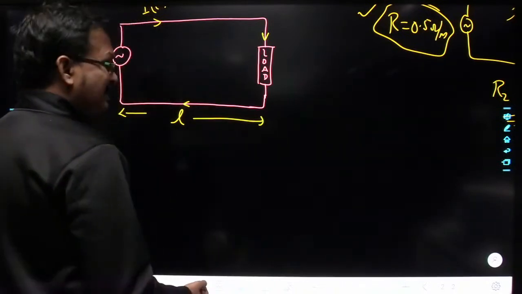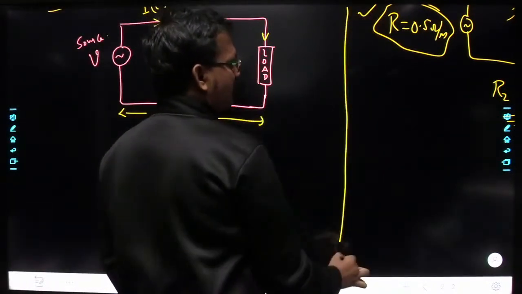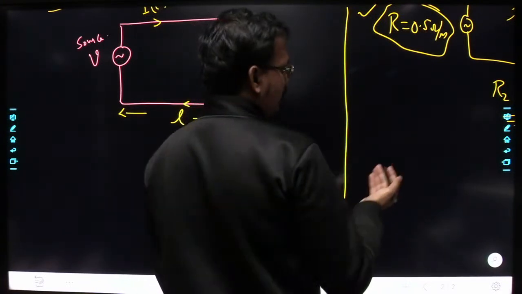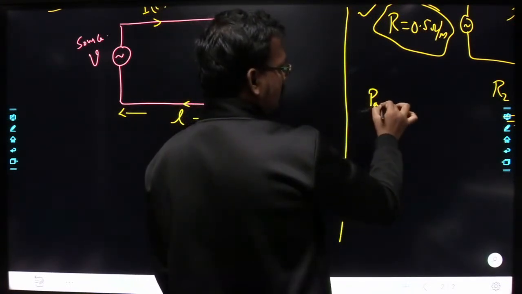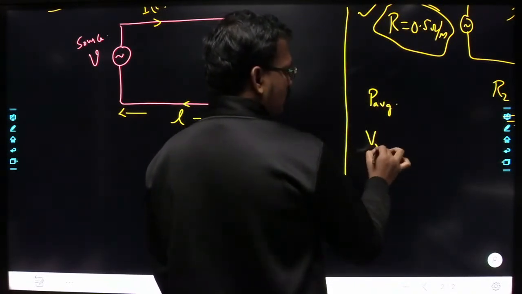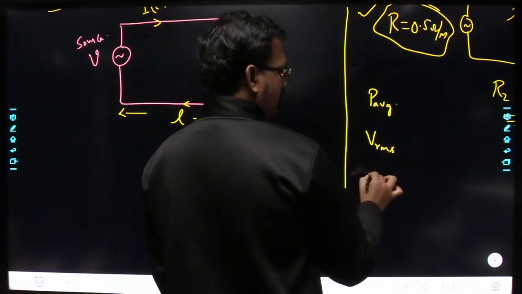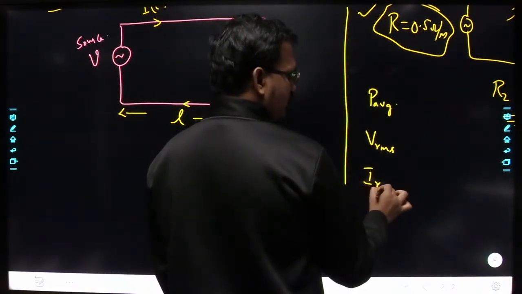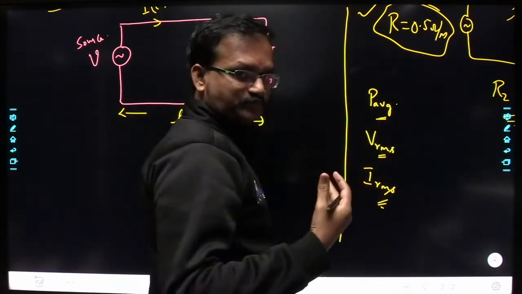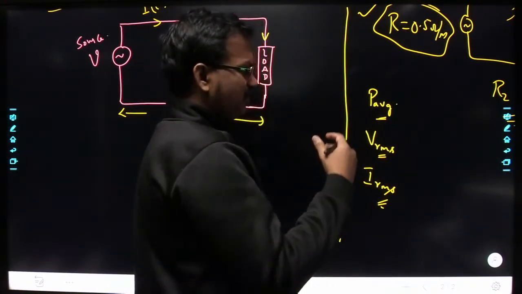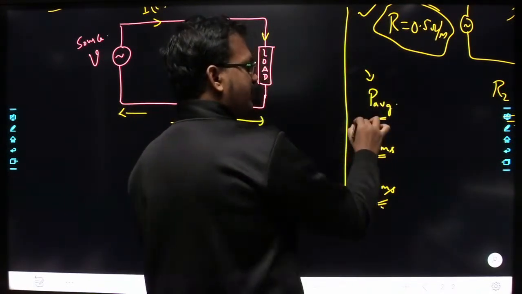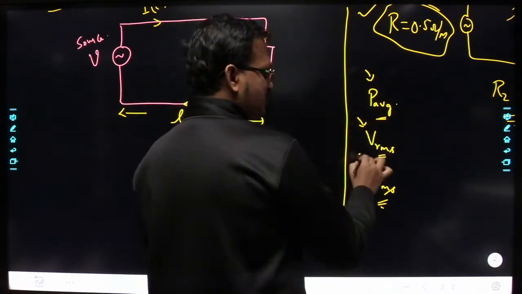See, the same principle you will apply whenever you are calculating power and all those things, yes or no? Whenever you are calculating power, you always calculate average power, or whenever you are calculating voltage, you are going to calculate VRMS, and whenever you are calculating current, you are going to calculate IRMS, yes or no? So you are not going to calculate instantaneous power value. You are not interested to calculate instantaneous voltage value and instantaneous current value.